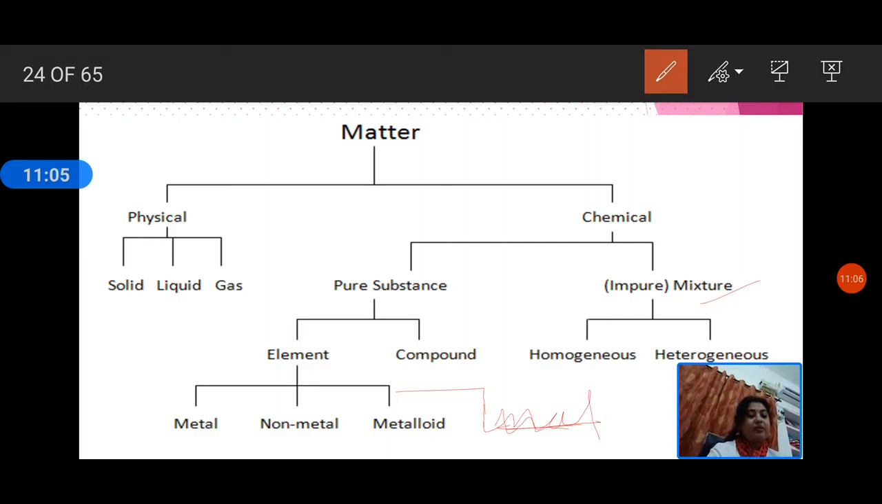And we have studied about different separation techniques by which we can separate the constituents of mixtures. If you can remember, filtration, crystallization, fractional crystallization, sublimation, distillation, fractional distillation, chromatography. These are few techniques by which we can separate the constituents of the mixtures.